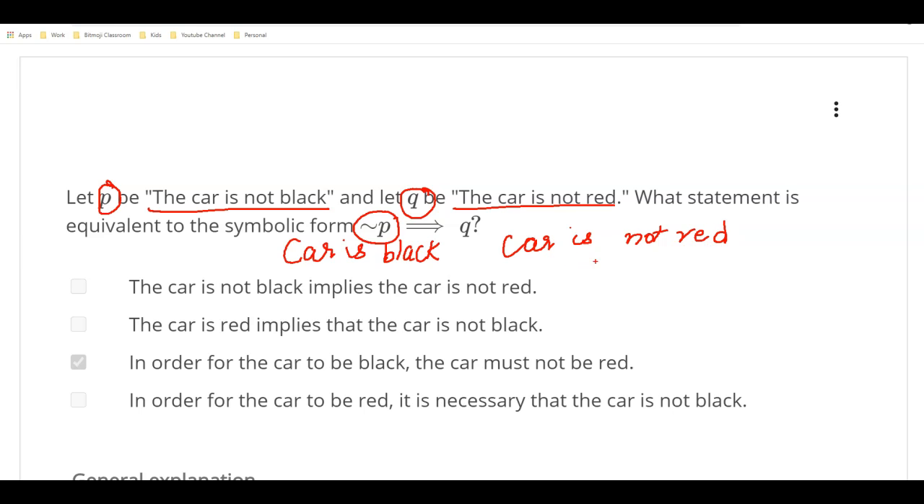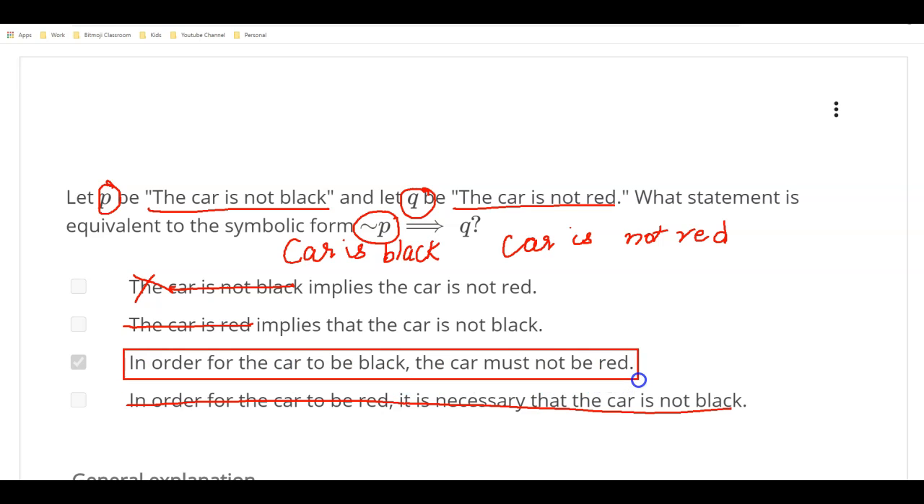Once I know this, I'm only looking for these keywords. The car is black. The first one says the car is not black, so this cannot be my option. The second one says the car is red, but what am I looking for? Car is not red. Let's see. The car to be black, yes. And the car must not be red, yes. Let me see another one. Car to be red? No, I want the car not to be red, so definitely not this option as well. So my only option is: in order for the car to be black, the car must not be red, which does make sense.